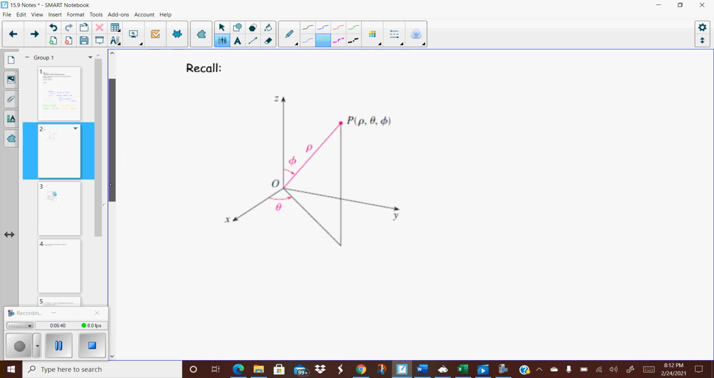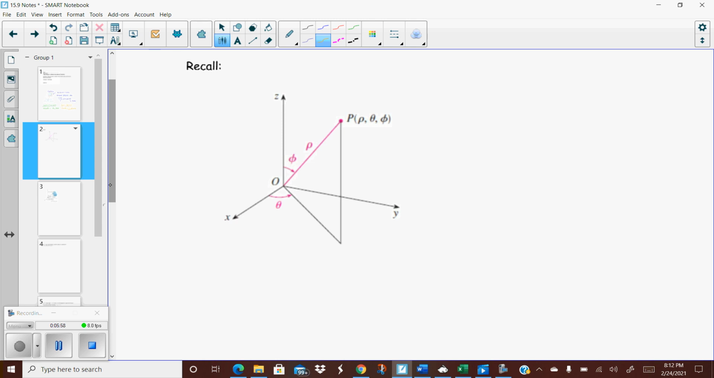The nice thing about this particular drawing, and we've seen this before, is that you can get all three things here. We can get Cartesian, we can get cylindrical, and we can get spherical from this particular drawing. So let's go ahead and set all these things up.